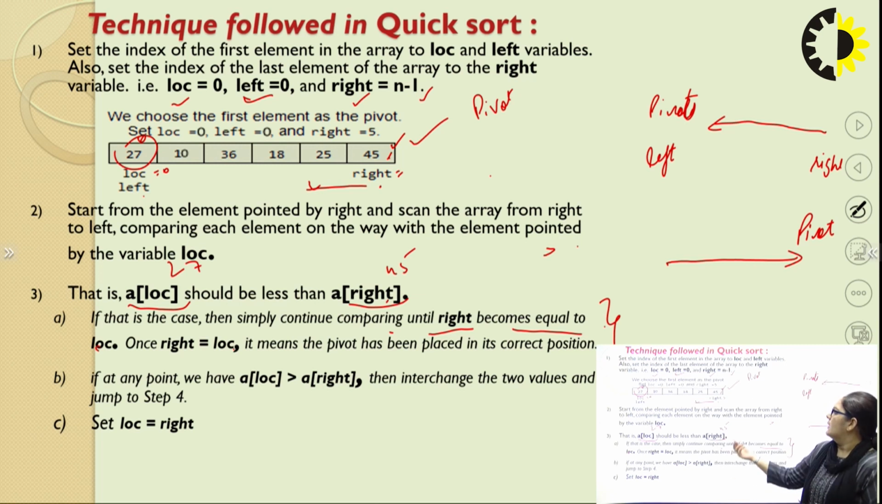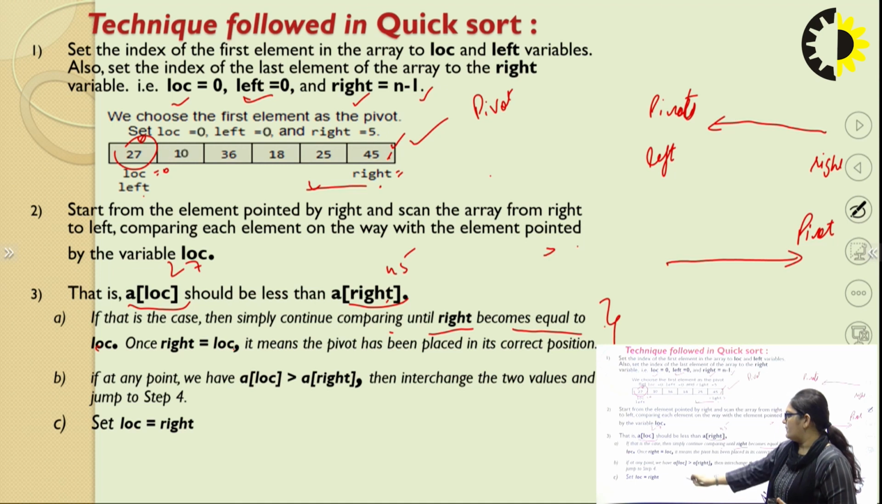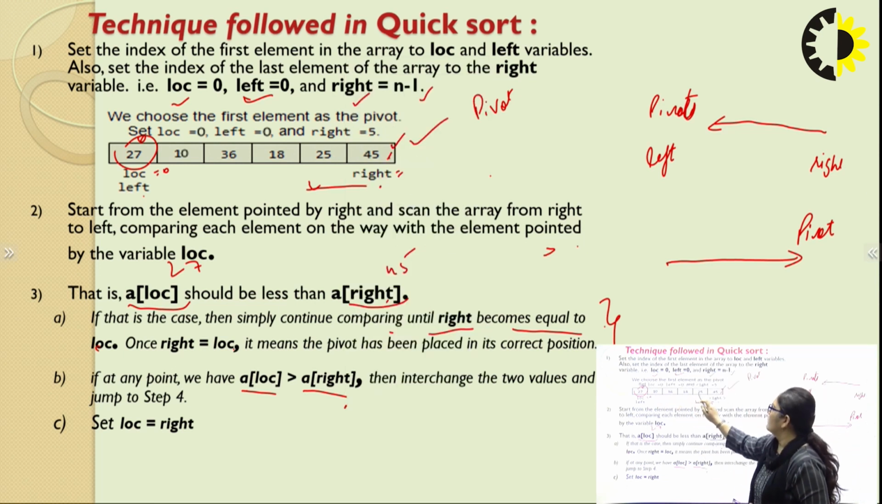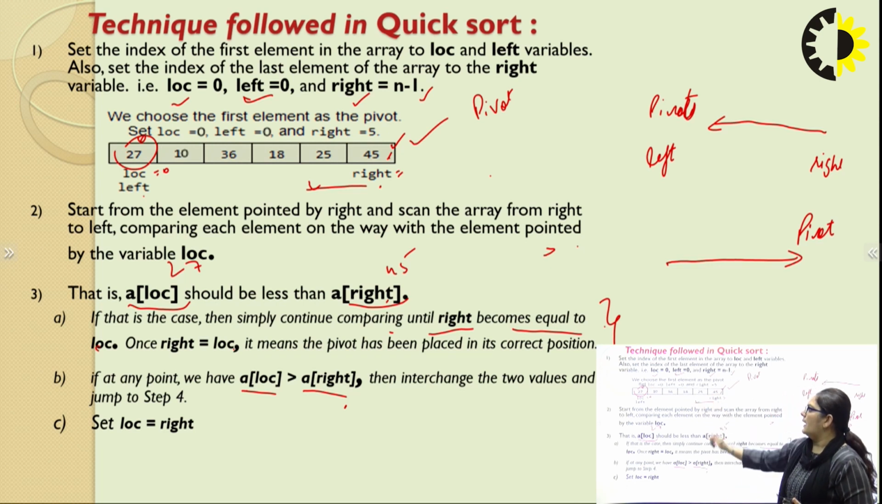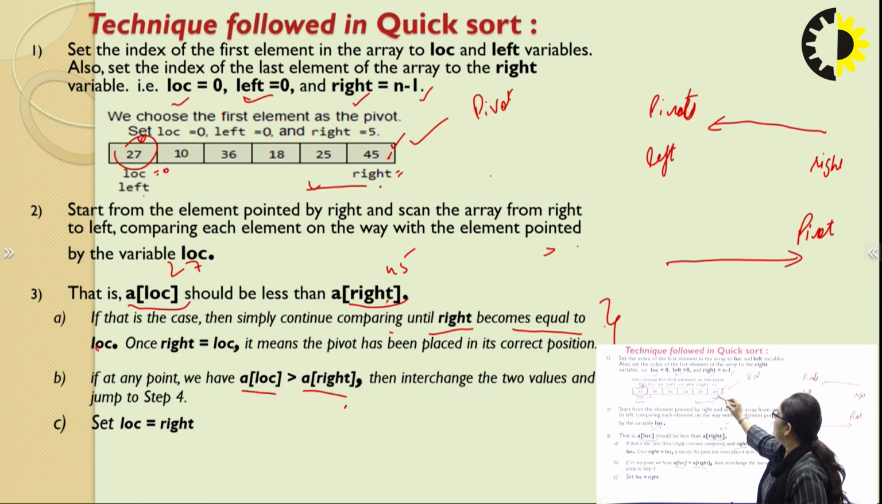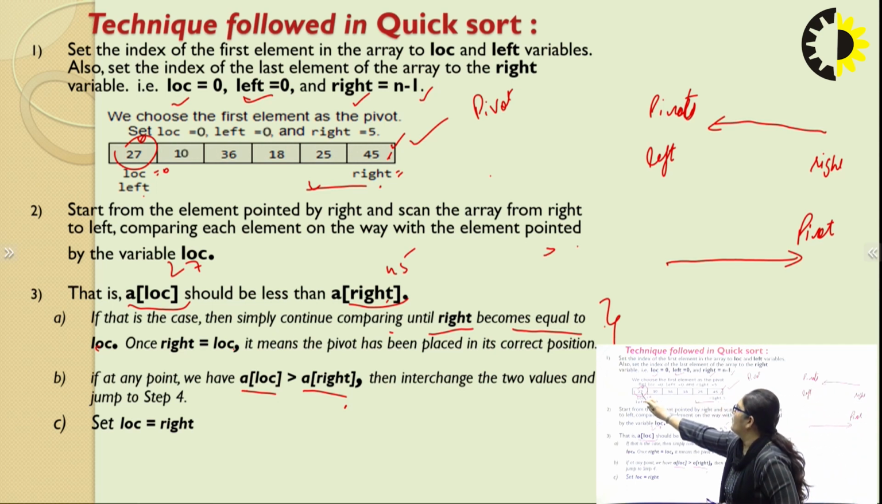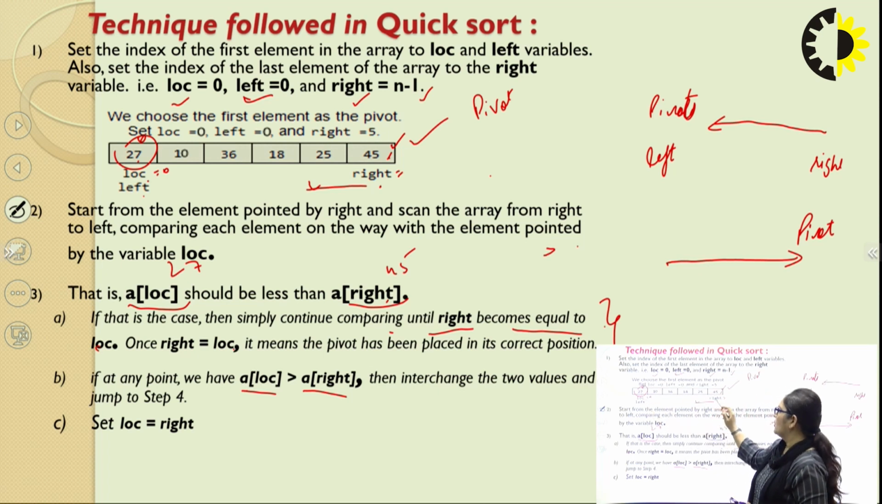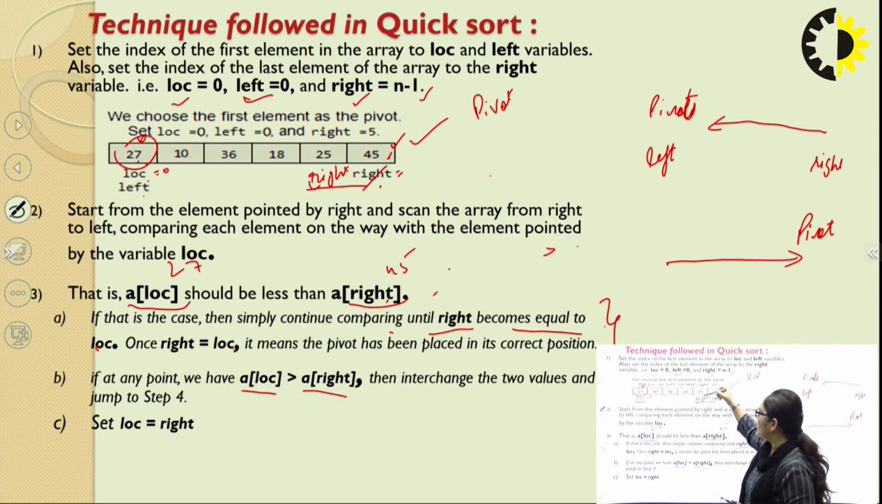Once right is equal to LOC, it means the pivot has been placed at its correct position. But in between, if at any point A LOC is greater than A right, if the pivot element is somehow greater than the A right element. So suppose in this example, I have compared 27 and 45. So 27, that is A LOC, is less than A right. So we simply have to decrement the right variable. Now we have to compare 27 and 25.